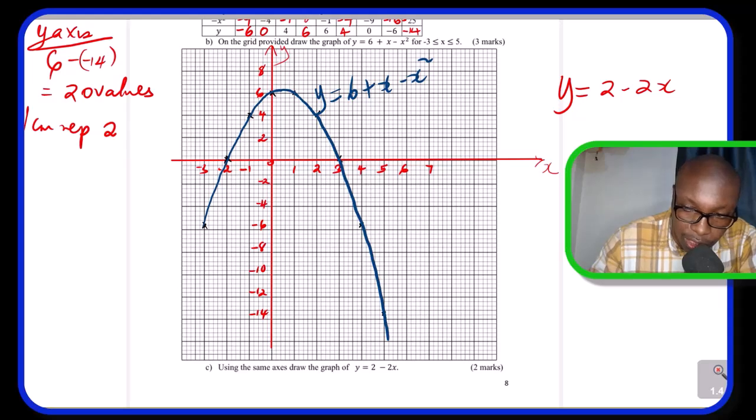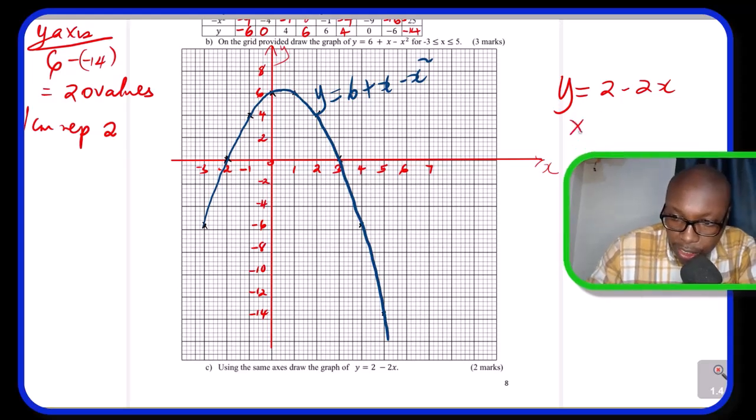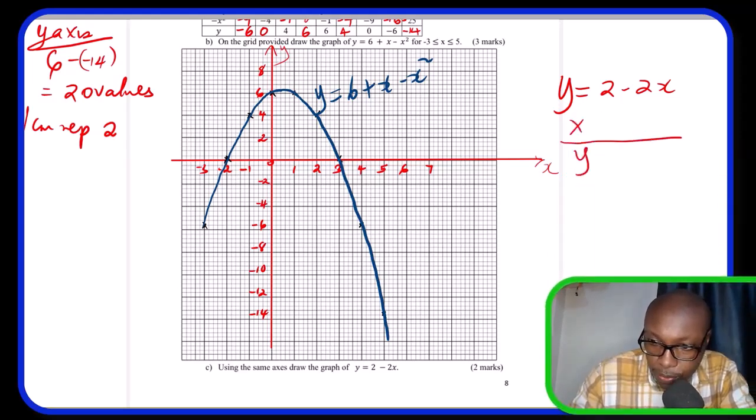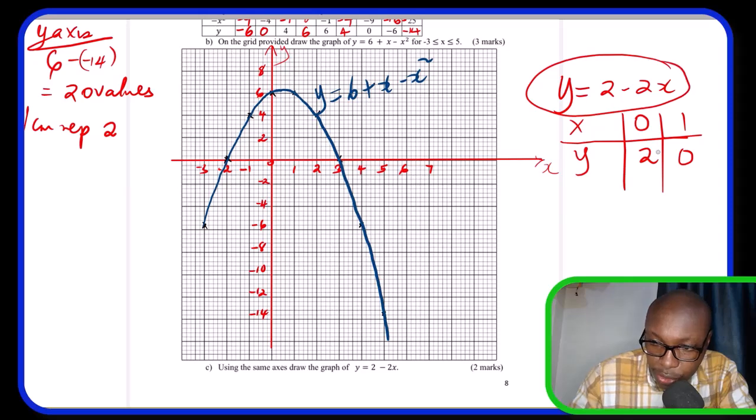This one is a straight line. So to draw that, you need at least 2 points. I can choose the first one when x is 0, any 2 points. When x is 0, you have y as 2. And then when y is 0, x will be 1. You're simply substituting these values of x and y in that function. So these 2 points are enough for you to draw a straight line.